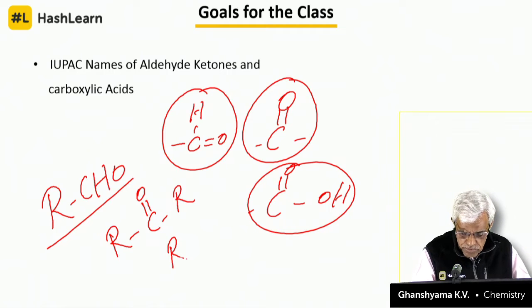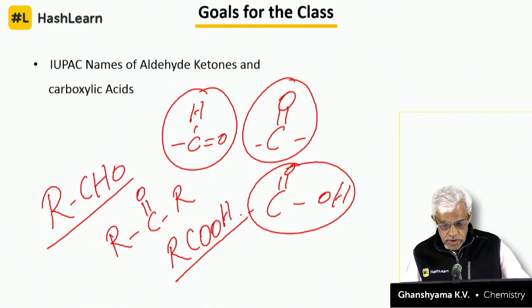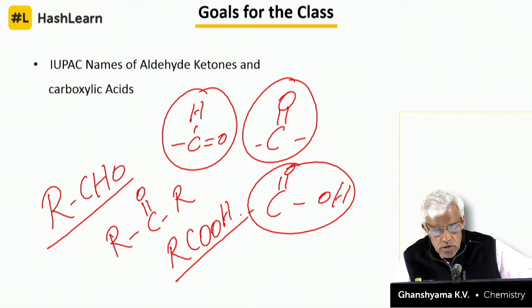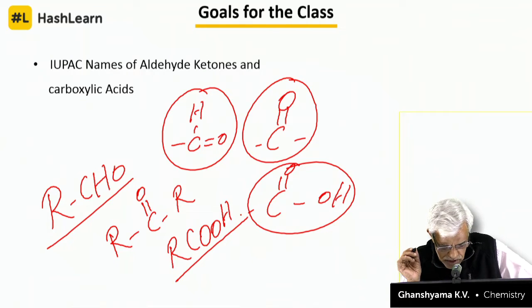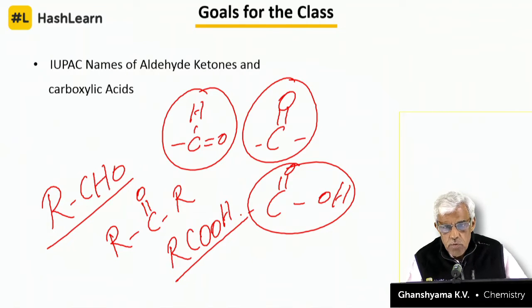General formula of carboxylic acid is RCOOH. So, general formula: RCHO is aldehyde, RCOR is ketone, RCOOH is carboxylic acid.